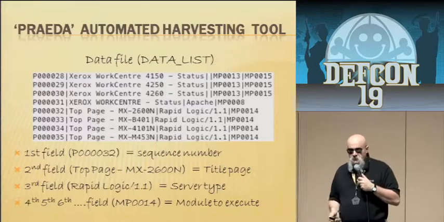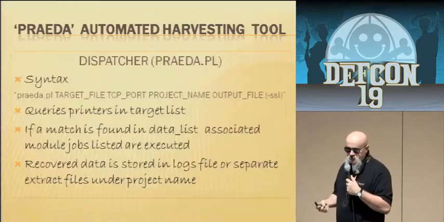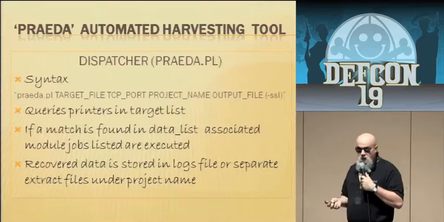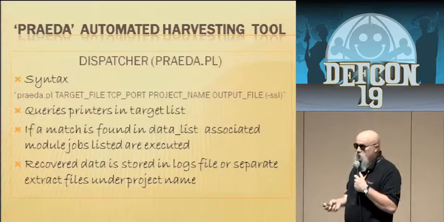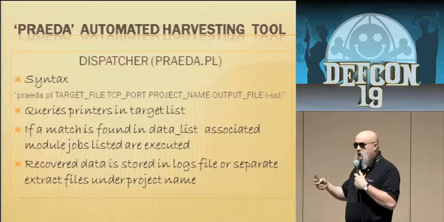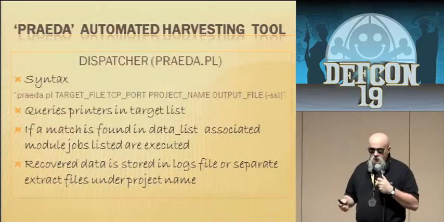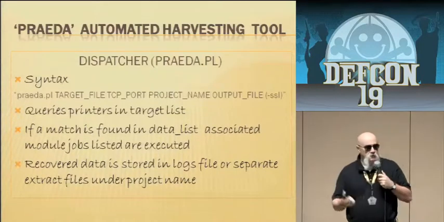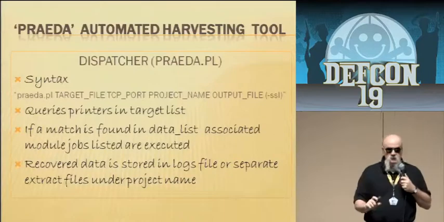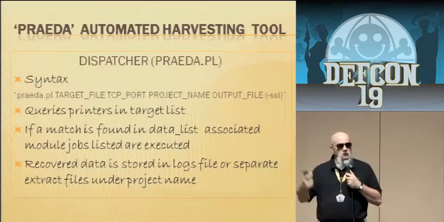attacks with. So generally, the tool syntax is Pwnd.pl, the target file, the TCP port you want to go to, whether it's 80, 443, 8080, 8000, and then also the project name, what you want to call the project. So that creates a folder. Project name creates a folder, and the output file is a log file that's generated.